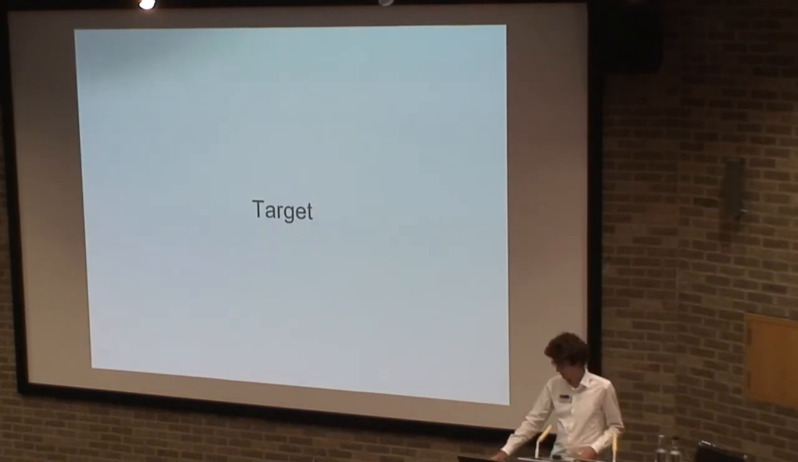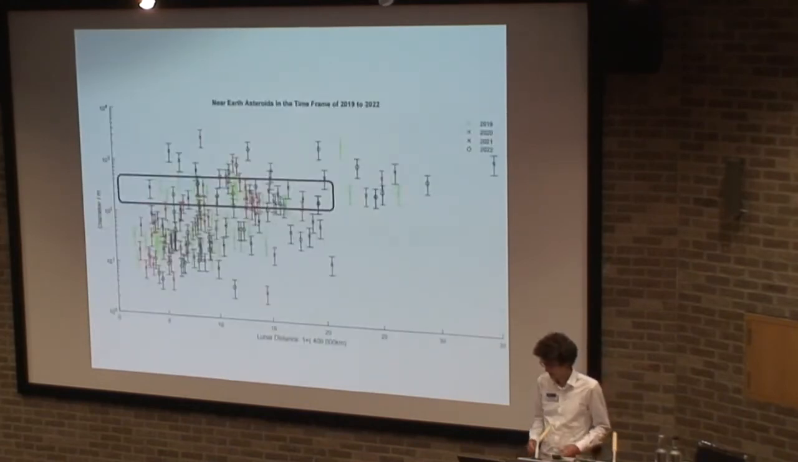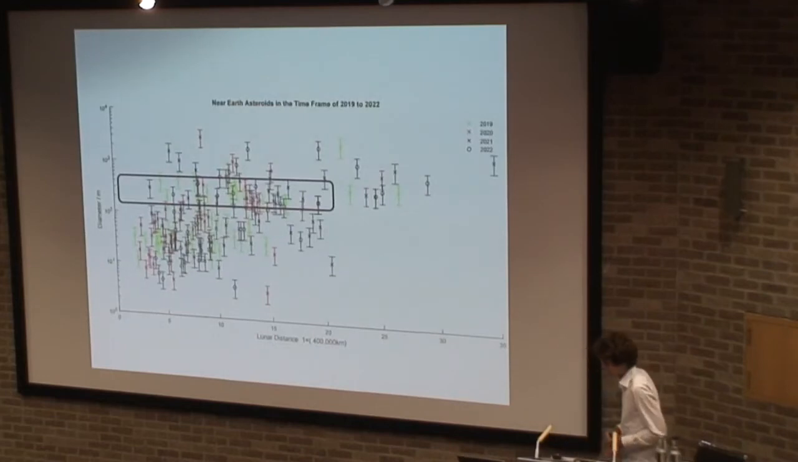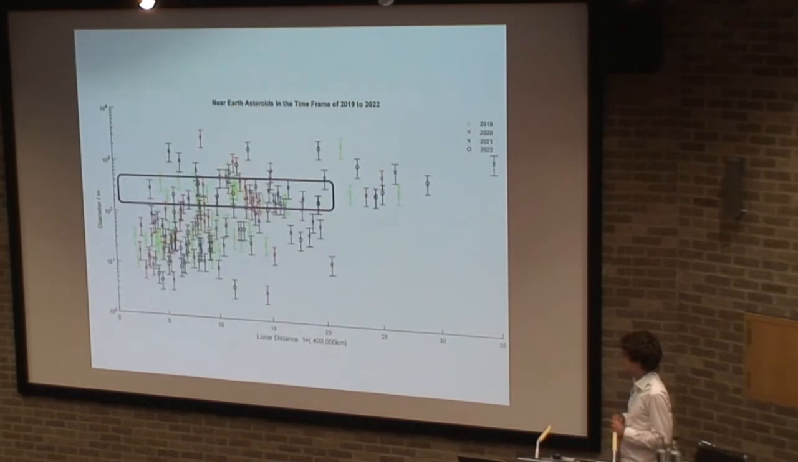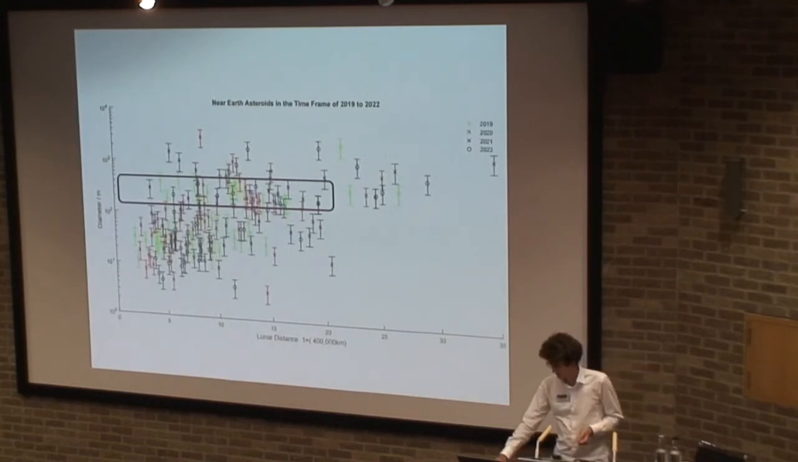Yeah, let's talk about the target. That's just a plot of near-Earth asteroids approaching between 2019 and 2022. We are limited in our selection because we want a minimum of 200 meters of diameter, and we want the closest approach to be around 20 unit distances to not have too much trouble with the data transmission.